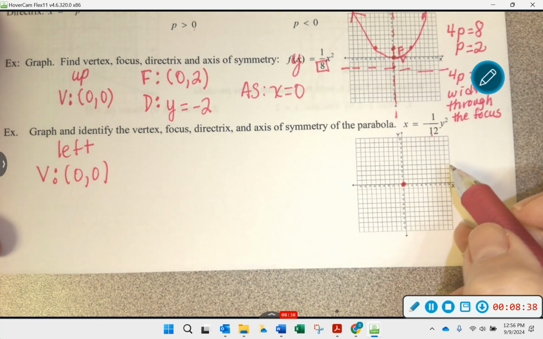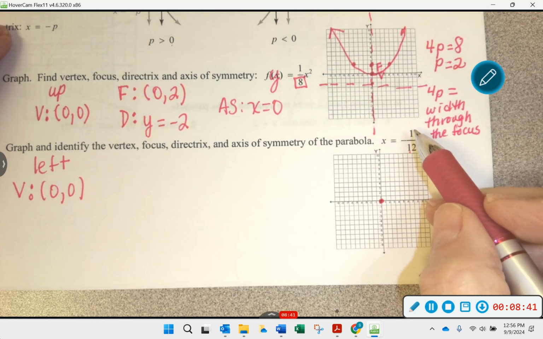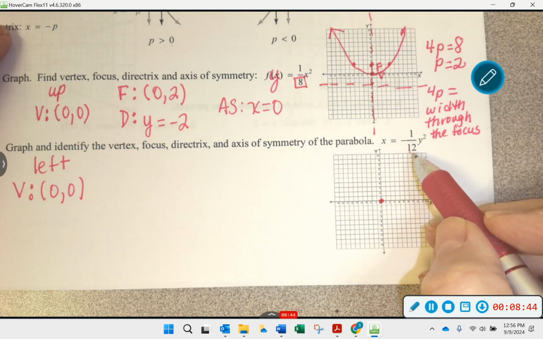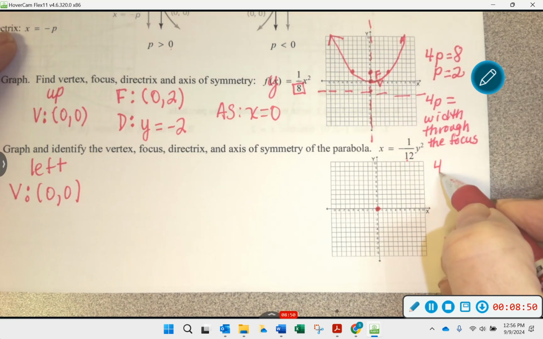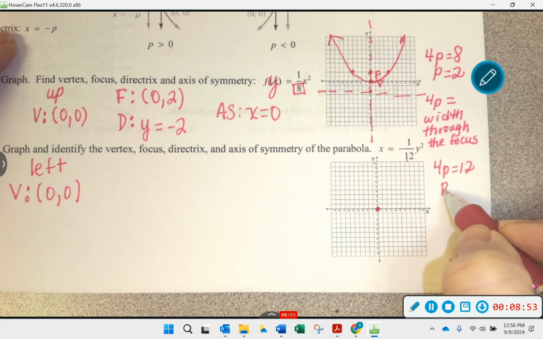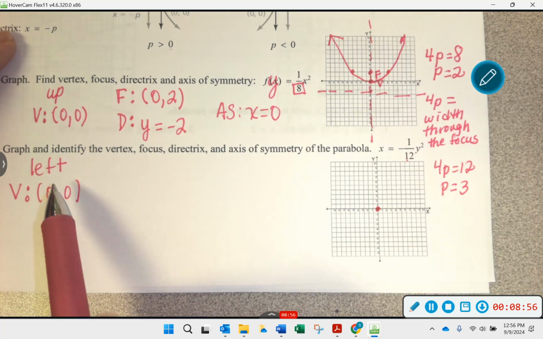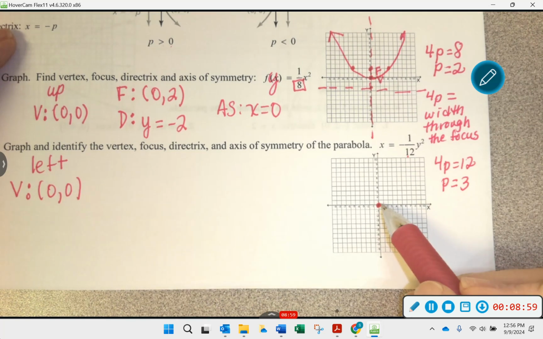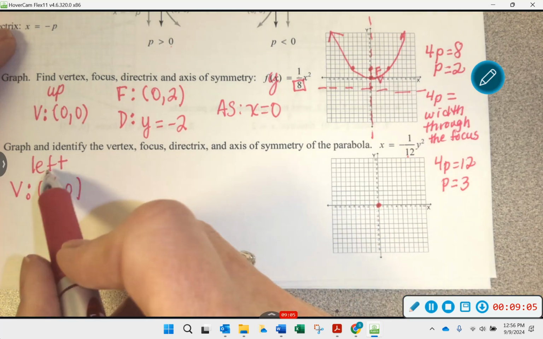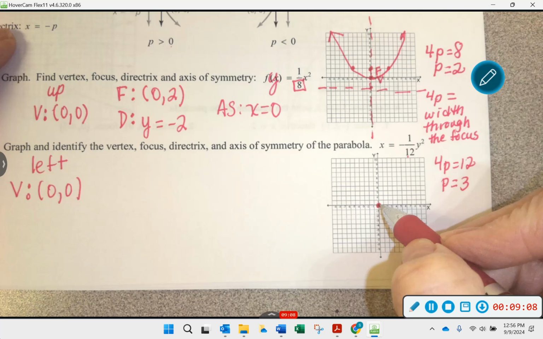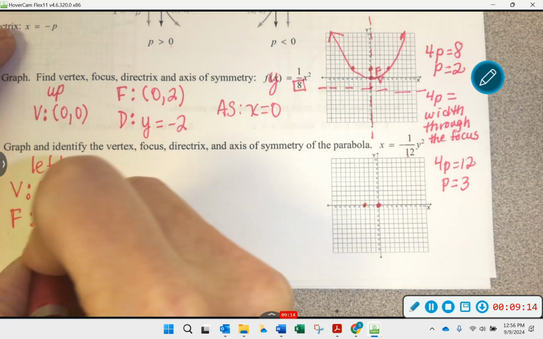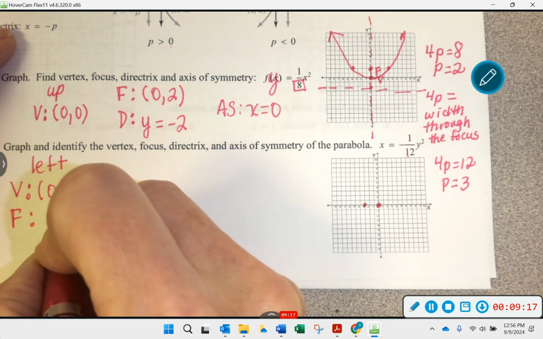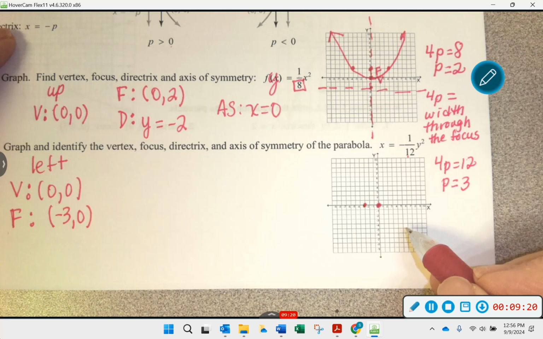Now we have to find that p-value. I check. This is 1 over 12. The denominator, if I have a 1 in the numerator, I set that equal to 4p. So what's p going to be in this case? 3. I said this parabola opens to the left. So am I going to go up 3, down 3, right 3, left 3? Left 3. It has to be inside the parabola. So I go to the left 3. What is the value right there? What's that coordinate? -3, 0 is our focus.